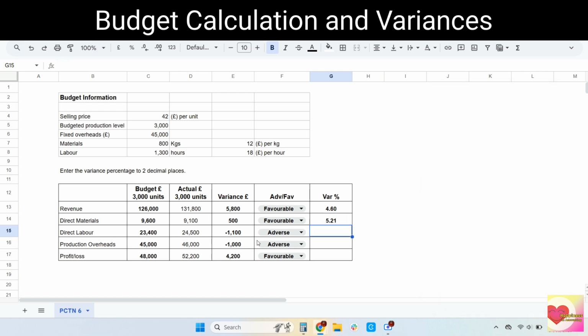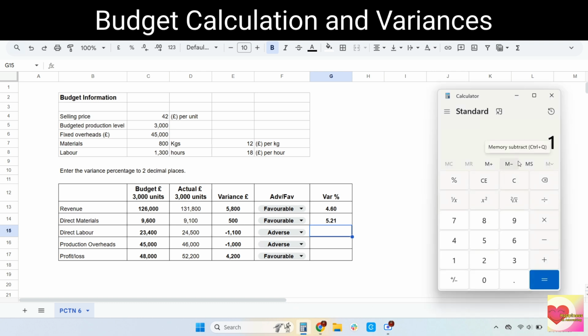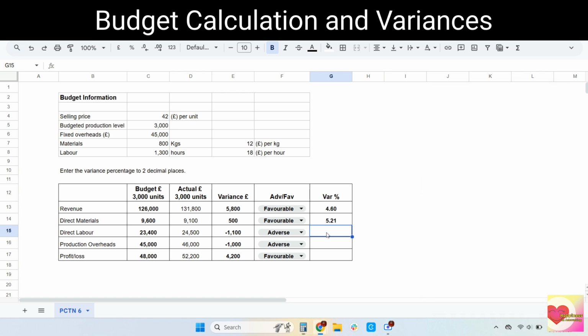Next, direct labor. Our variance is negative 1,100. Let's turn it into negative. Divided by the budget, which is 23,400. Then let's multiply by 100. Then let's round off to 2 decimal places, so we got negative 4.70.